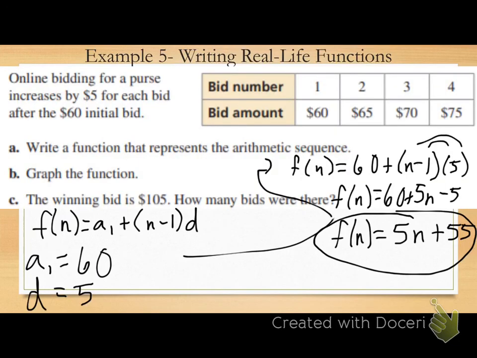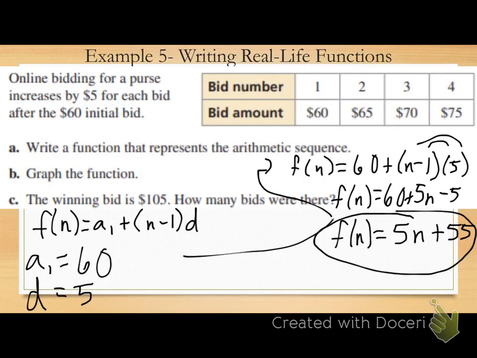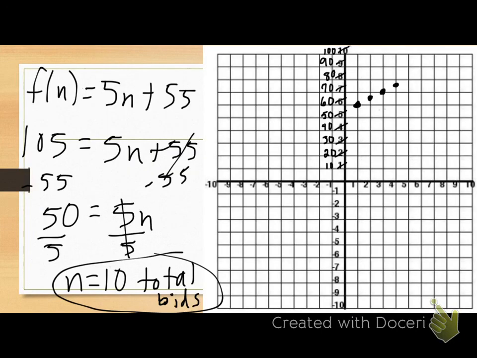So letter A, we found our function, f of n equals 5n plus 55 for that specific arithmetic sequence. Letter B, we graphed the function over here. Here's our straight line. Letter C, it gave us the winning bid of $105 and asked us to find how many bids would get us to $105. We found it using our formula, 10 total bids.